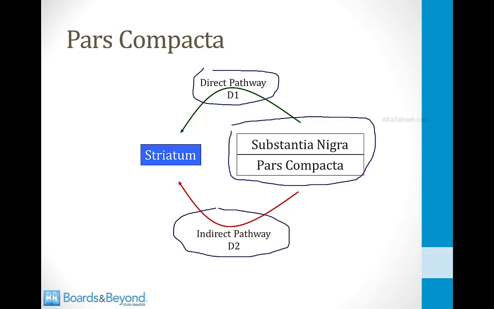And the reason we care so much about this modifier process is because this is what is destroyed in Parkinson's disease. Parkinson's is a dopamine deficiency disease caused by loss of these dopamine pathways from the substantia nigra to the striatum. It's been heavily researched and studied, and we know a lot about it, and that's why it comes up so much on the board exams.